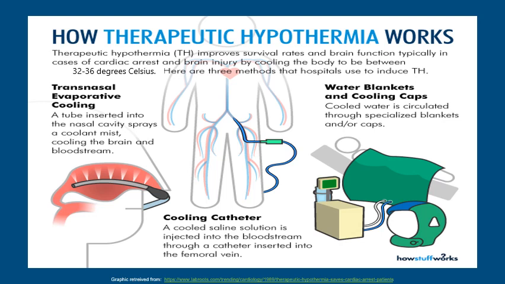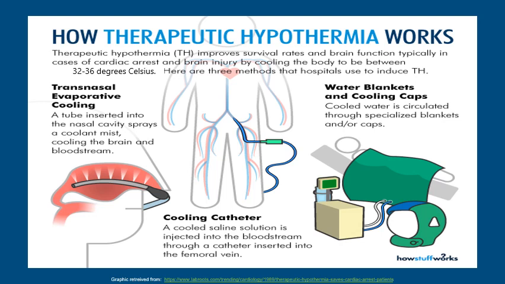How therapeutic hypothermia works. There are 3 different methods hospitals use to induce therapeutic hypothermia. The first tool is a transnasal evaporative cooling device. This device is a tube that's inserted into the nasal cavity. It sprays a coolant mist that helps to cool the brain in the bloodstream. Second is a water blanket and cooling cap. The patient is covered with a water blanket and a cooling cap is placed on their head. Cool water is then circulated either through the blanket and/or the cap.